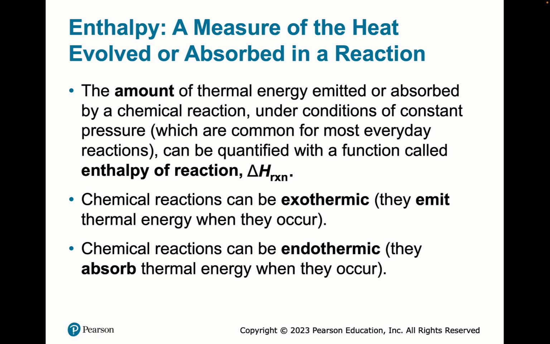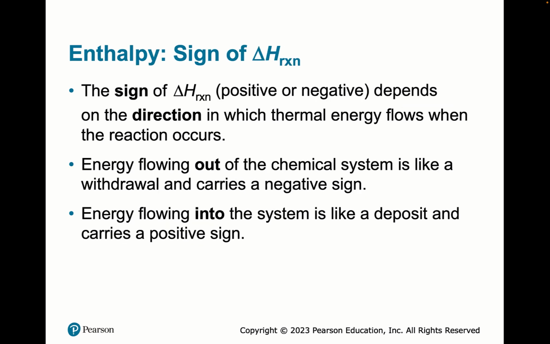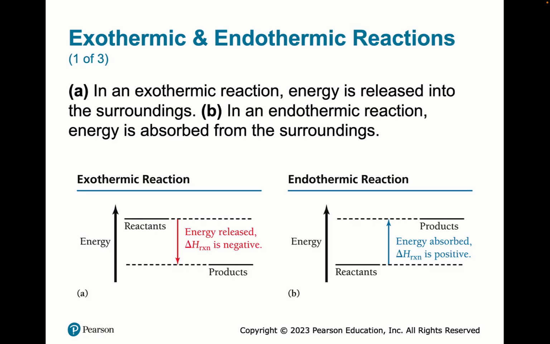So chemical reactions, we covered this before. Exothermic means that the chemical reaction emits energy. If it's endothermic, the chemical reaction absorbs energy. If delta H is positive, it means endothermic. If it's negative, it means exothermic. It has to do with the energy flow. Negative says it flows away from the system. Positive means it goes into the system. So that determines the direction of the flow. And this time, the system is the chemical reaction.